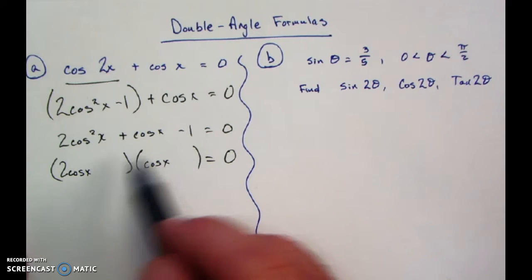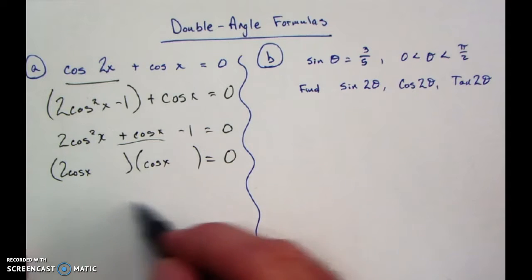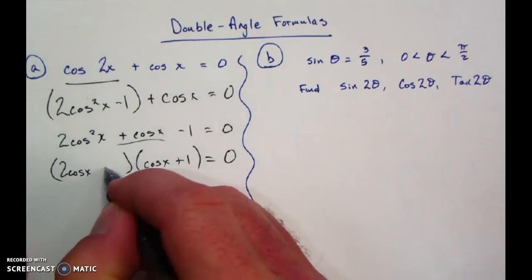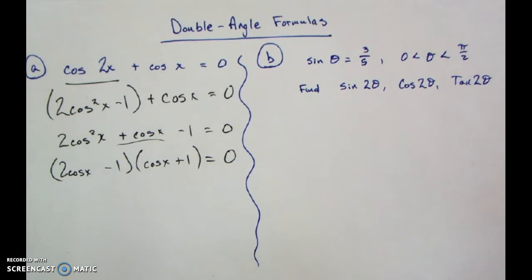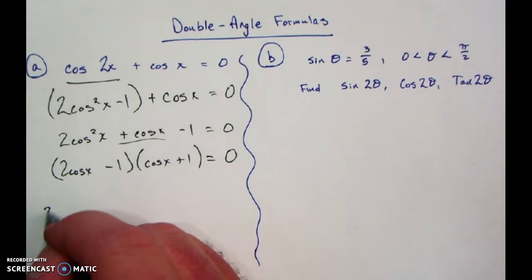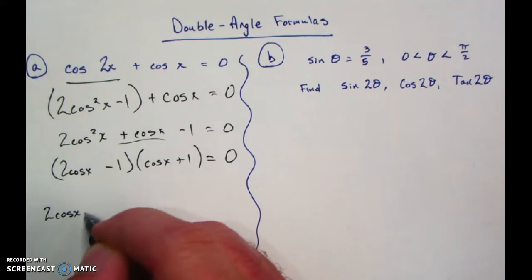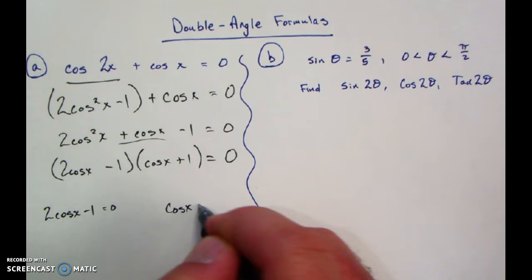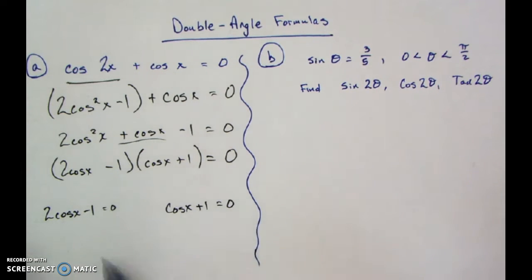I'm going to have different signs to have this positive. I want to have my plus 1 away from that too. So I'm going to have a plus 1 and a minus 1 to give us our two different quantities. And now we can set each of those equal to 0. So we're saying that 2 times cosine of x minus 1 equals 0, and cosine of x plus 1 equals 0, and solve each of those.